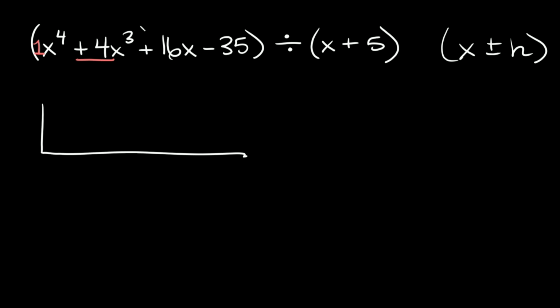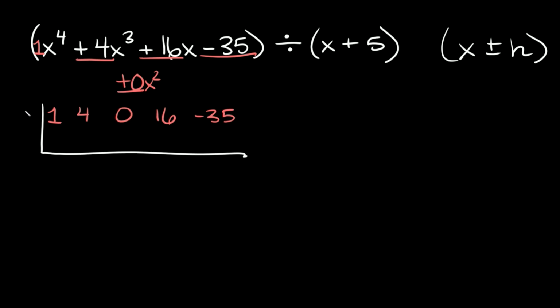So we could rewrite this as x to the fourth plus 4x cubed plus 0x squared plus 16x minus 35. In this case, the coefficient for x squared would be just a 0, and for x to the first, it's positive 16. And then our constant, finally, is negative 35. So we have 5 coefficients: 1, positive 4, 0, positive 16, and negative 35. That's our first row.